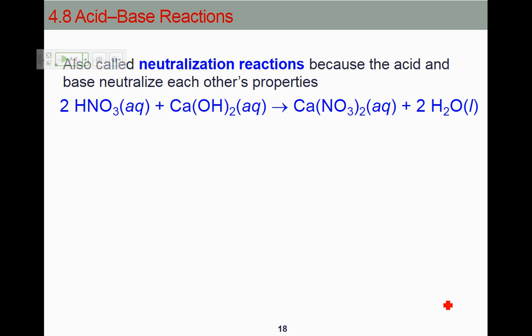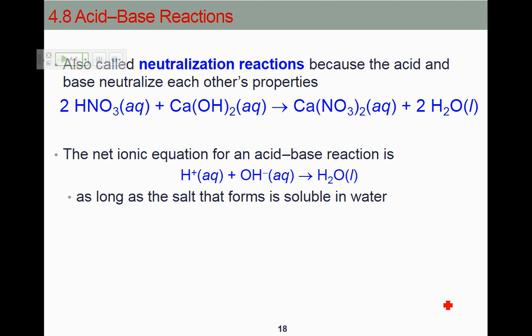And at the end of a neutralization reaction, we should have a pH of 7. So it's a neutral reaction. That's just where the name comes from. So that happens when we have an aqueous acid and an aqueous base that react to form a salt and water.